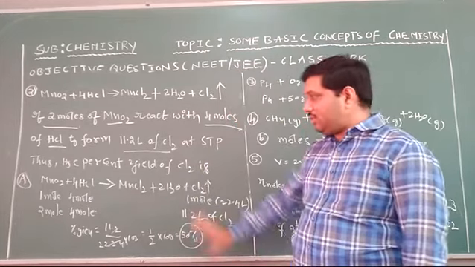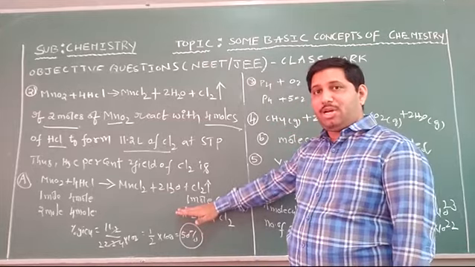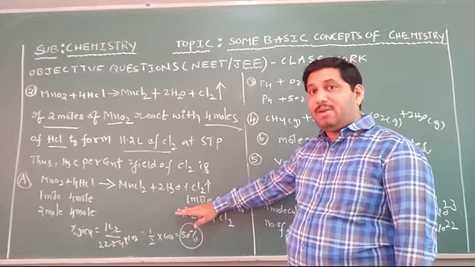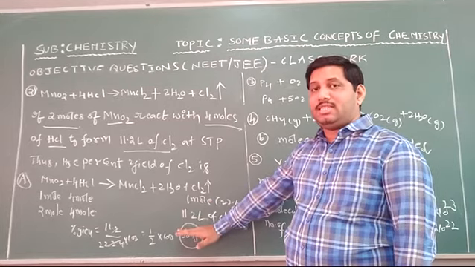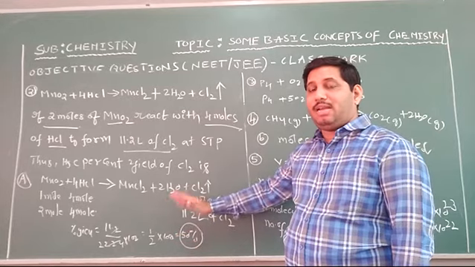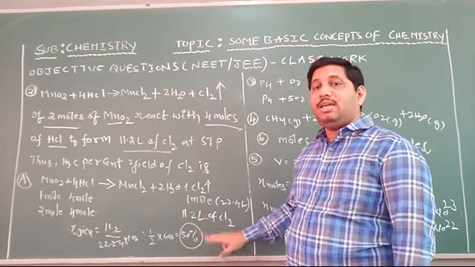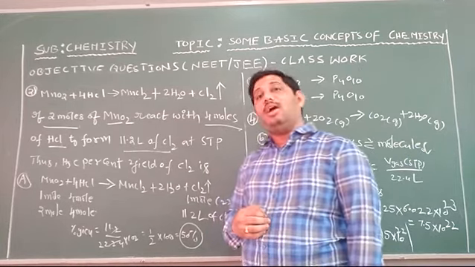Very simple, student. We can do this even without any calculation. According to the stoichiometric equation, 22.4 liters of chlorine is obtained, which is 100% of the volume. According to the given question, 11.2 liters is obtained. 11.2 is half of 22.4, that is 50%. So 50% is the percent yield of the chlorine.